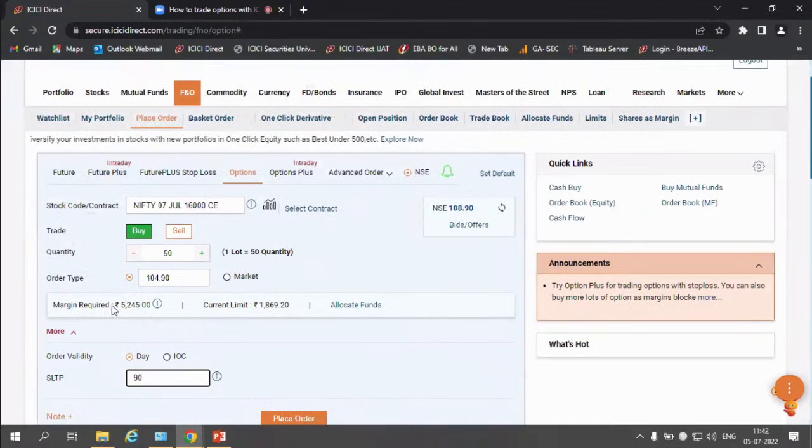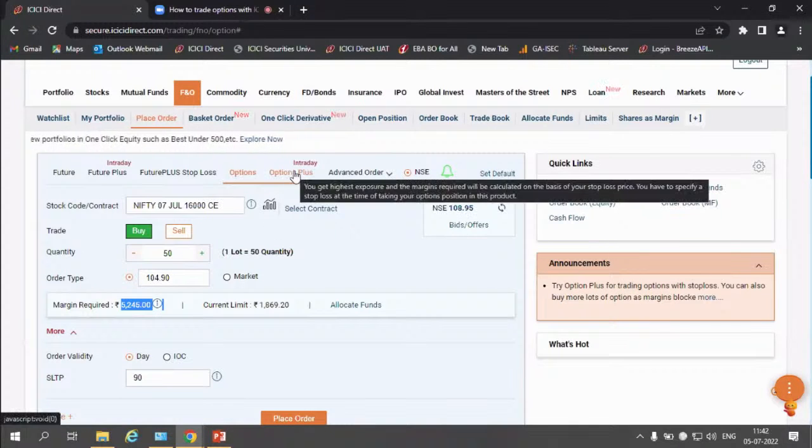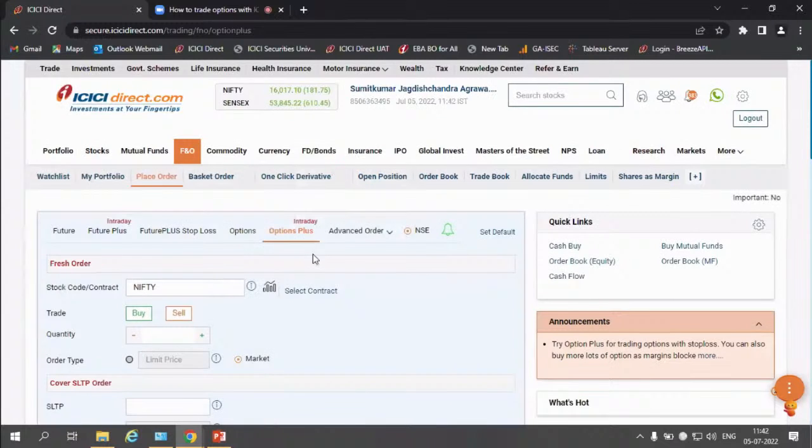One thing I want to tell you here is, the margin you will be required for buying an option is the full amount, but if you trade in the intraday option plus product, what you read over here is you get the highest exposure, and margin required will be calculated on the basis of your stop loss price. You have to specify a stop loss at the time of taking your option position in this product. So for the intraday product, all you need to do is click here.